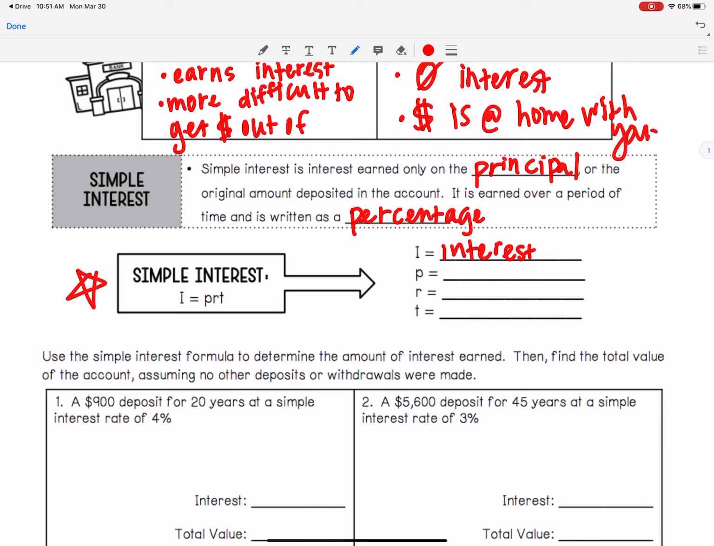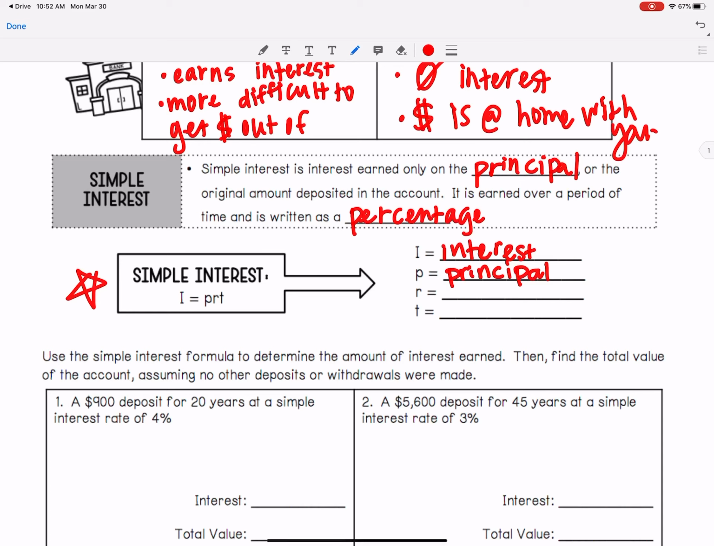Here's what we have. Interest means extra money that you earn just by tucking away your money into a savings account. So the interest you earn is equal to the principal. P stands for principal. That means the amount of money that you put in to start off, and you get to pick how much. Let's say you put in $50. That's your principal.